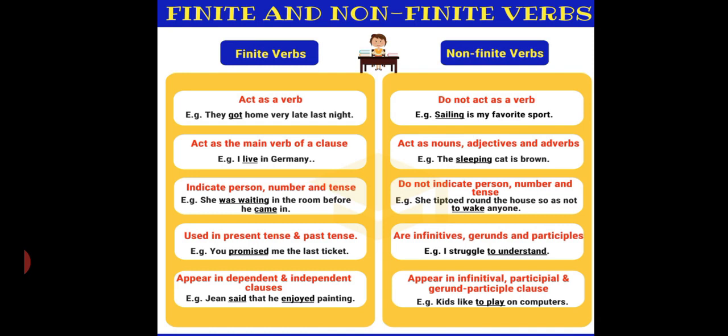And non-finite verbs, on the other hand, do not act as a verb, like sailing is my favorite sport. So sailing acts as a noun here. They act as nouns, adjectives and adverbs, like the sleeping cat. What sort of a cat? Sleeping cat. They do not indicate person, number or tense. She tiptoed round the house so as not to wake anyone. They are infinitives, gerunds and participles. For example, I struggle to understand. They appear in infinitival, participial and gerund participle clauses, like kids like to play on computers.